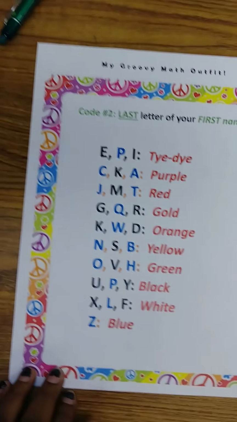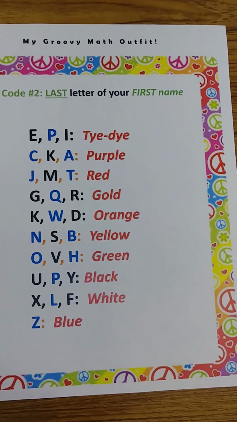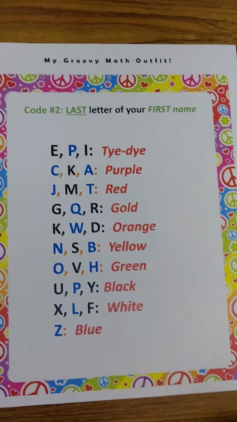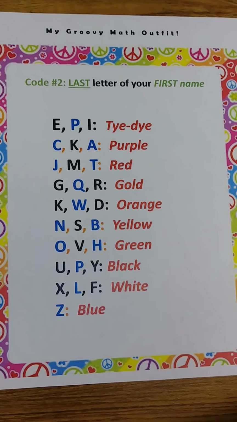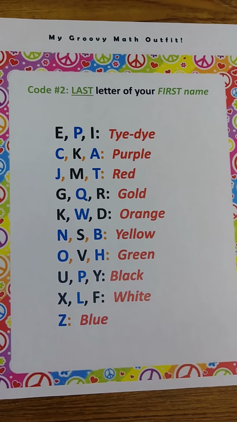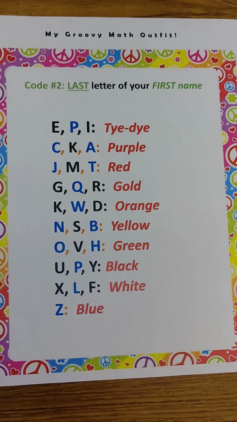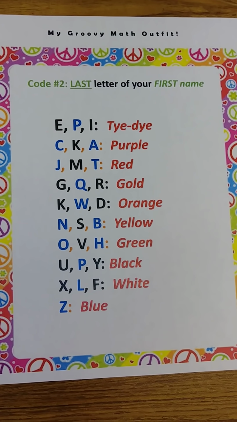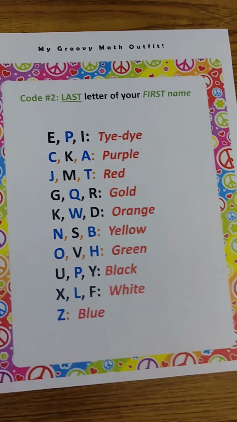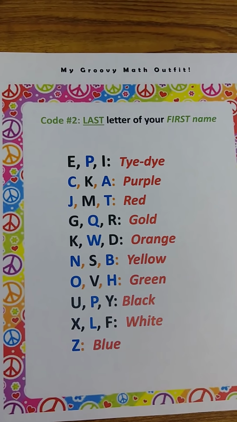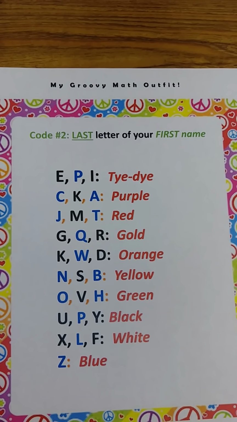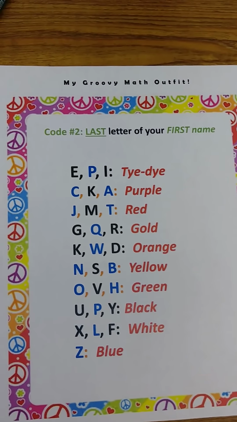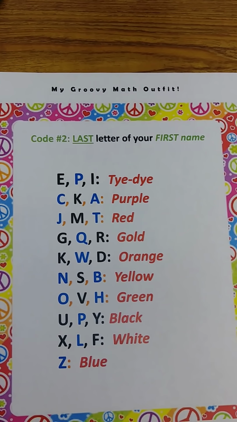All right. So it is time for code number two. Woohoo! All right. So code number two is the last letter of your first name. Last letter of your first name. So go ahead and take a really good look at that. Pause if you need to. All right. So what's yours? Mine is tie-dye. Yeah, and I'm Tay, so mine is also tie-dye.